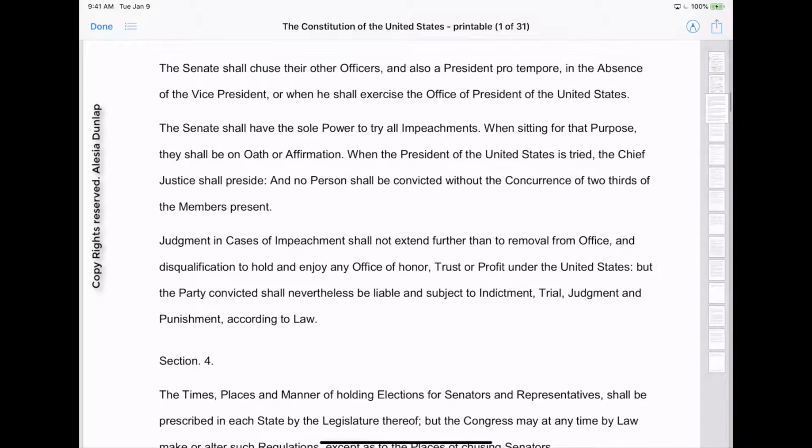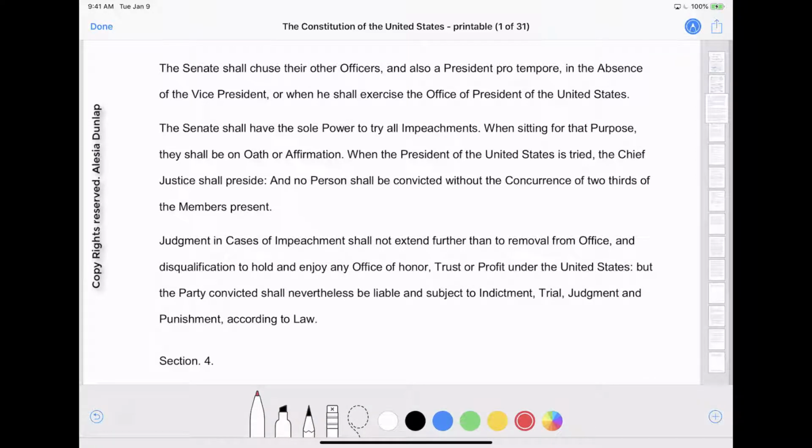Let me go back a little bit. Here's the pro tempore right here. The whole spiel.